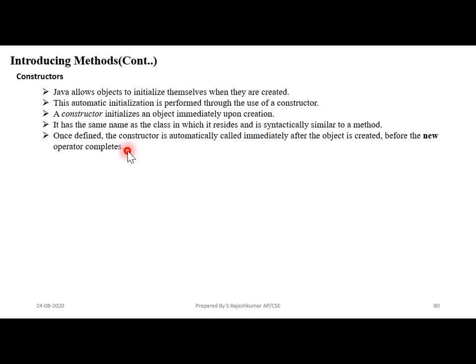Once defined, the constructor is automatically called immediately after the object is created. When the object is created, it is called automatically, without instantiation. There is no need for the dot operator to call the particular function. Once the new operator completes the memory allocation for object creation, the constructor is automatically executed.